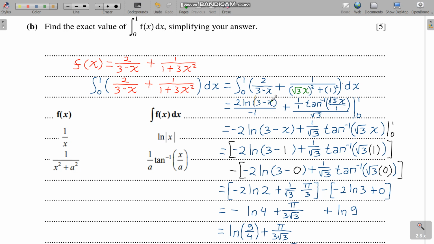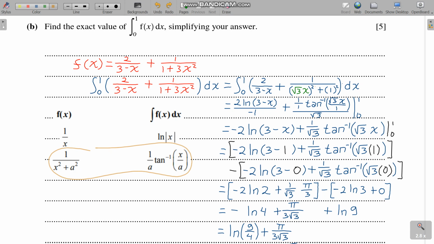We don't need to use the absolute value, divided by -1 because of the chain rule, and because this is -1x here, we divide by the derivative of the denominator. And for this guy here, instead of 1 plus 3x squared, I'm just going to write it down as root 3x all squared. Notice that it is actually the same as 3x squared, just in this form.